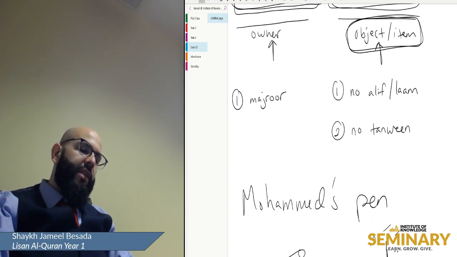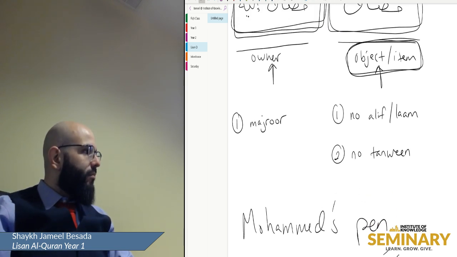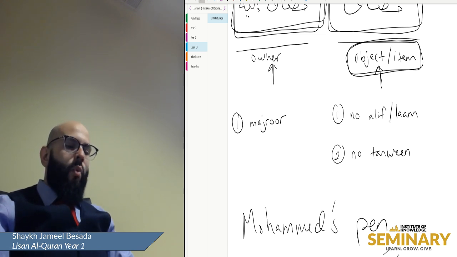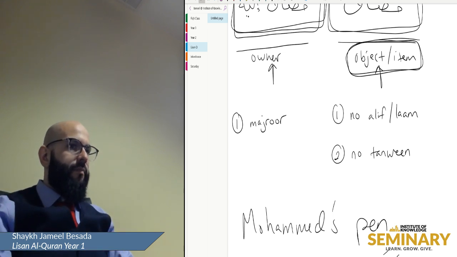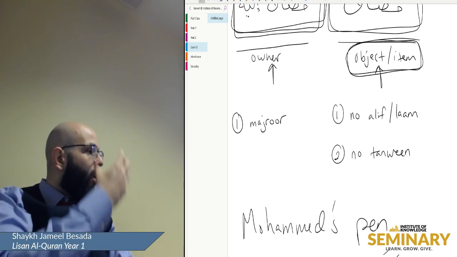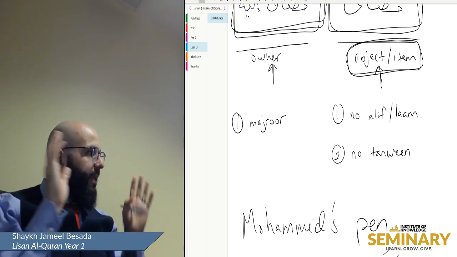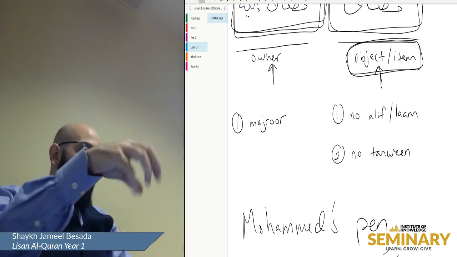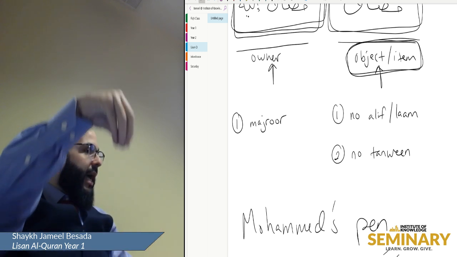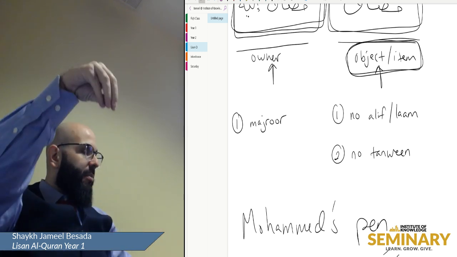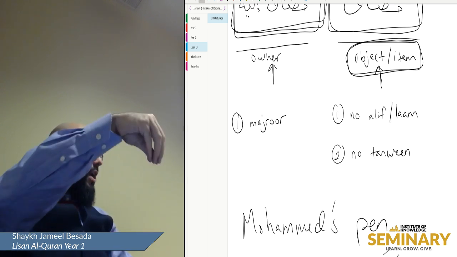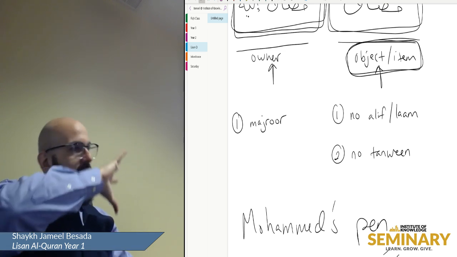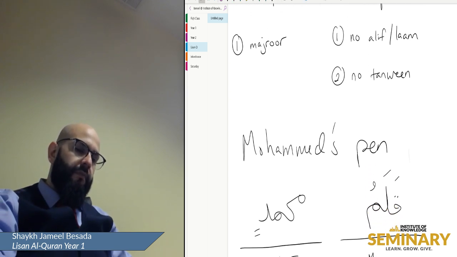So the first example we did was Muhammad's pen. Okay? What is the item being possessed, Abdul Bari? The pen. And then who is the owner? Muhammad. Okay? So according to our structure, the item will go first, the pen, qalam, and Muhammad, the owner, will come second. How does this look when we put it all together?